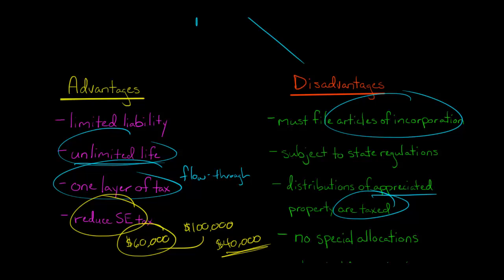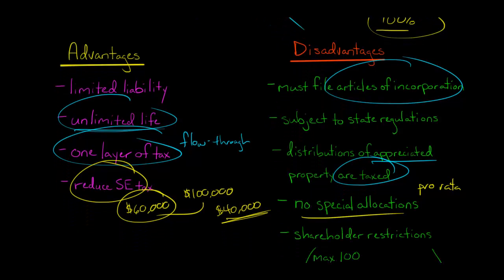Now, the one downside, when you think about an S corp versus a partnership, is that you do not get special allocations. Remember, in a partnership you say, okay, we've got two partners and 50-50 partners, but one of them is going to get 100% of the depreciation deductions. We set that up in our partnership agreement. You can't do that with an S corp. With an S corp, everything has to be pro rata. So if you own 50% of the S corp, you can't say, I'll take 100% of the depreciation deductions. Okay, so that's a disadvantage of an S corp relative to a partnership.